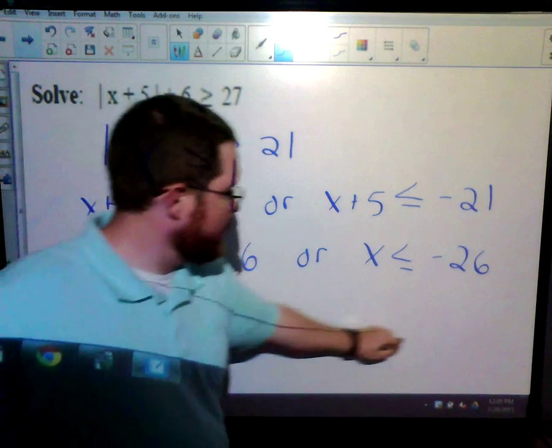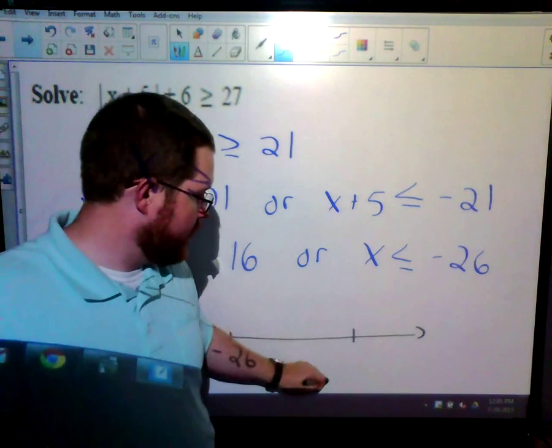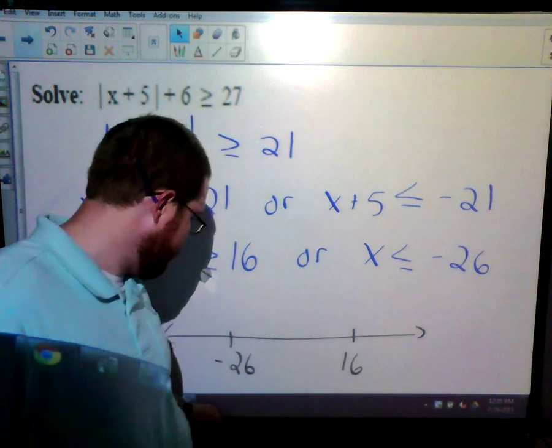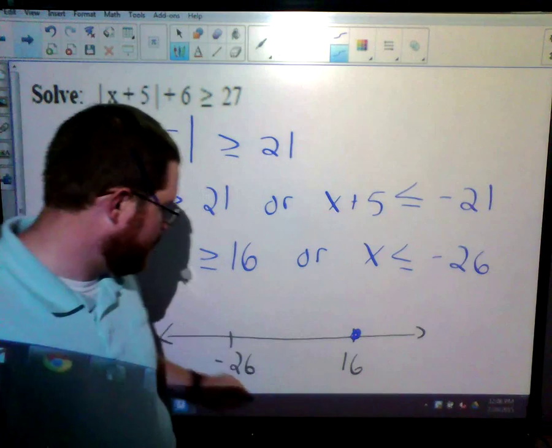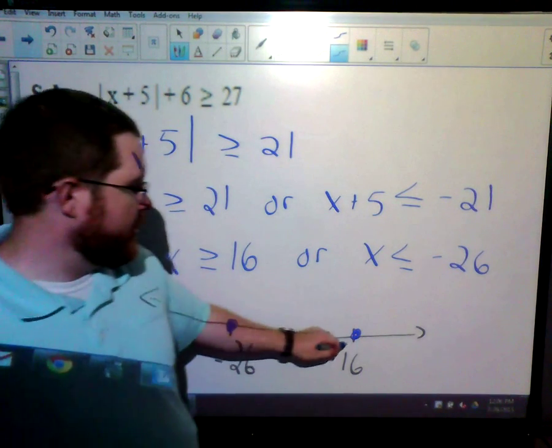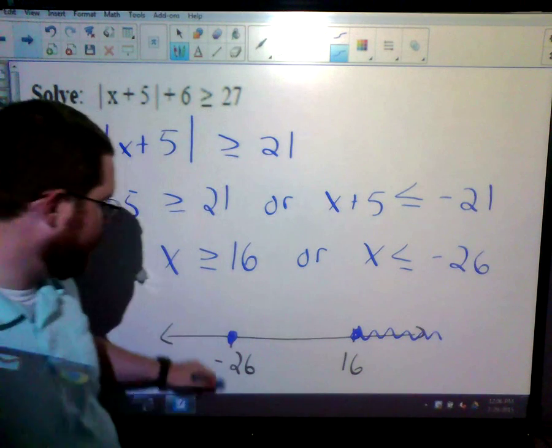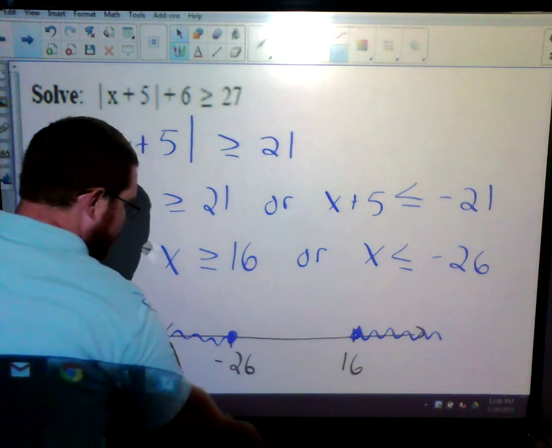So let's draw our number line. Here's negative 26. Here's 16. So I need to shade solid dot and solid dot. Greater than 16 is this way, or less than negative 26 is this way. And that's my answer. Or problems usually go out. Not always, but usually.